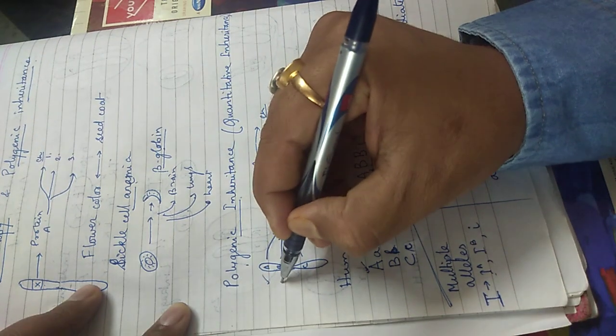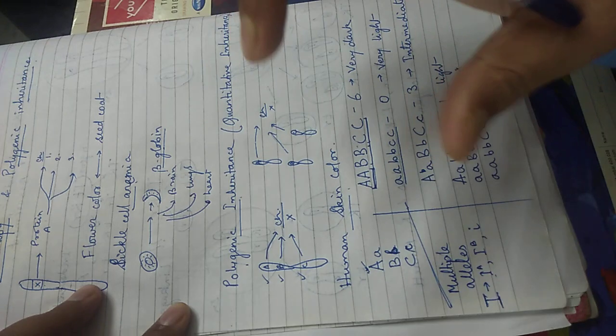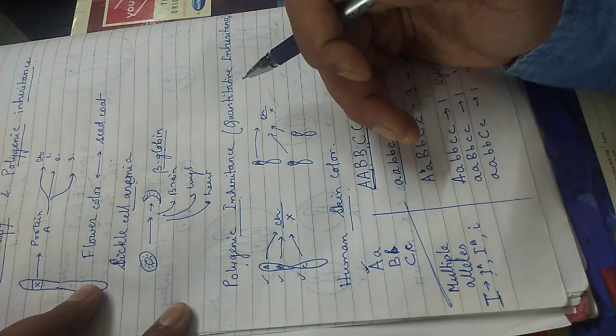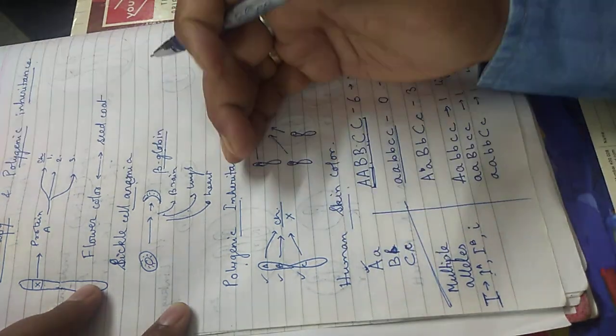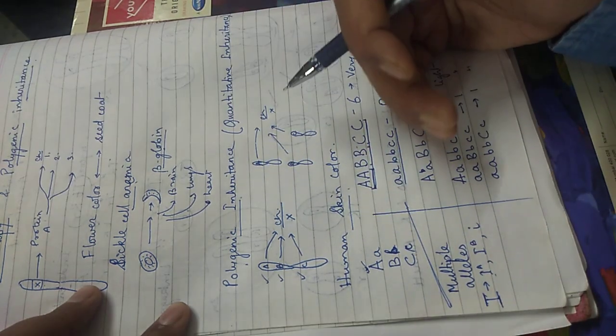Here the genes are altogether different. 3 different genes are actually controlling a particular character, that is human skin color. So that is the difference between polygenic inheritance and multiple allelism. So we should not be confusing them.